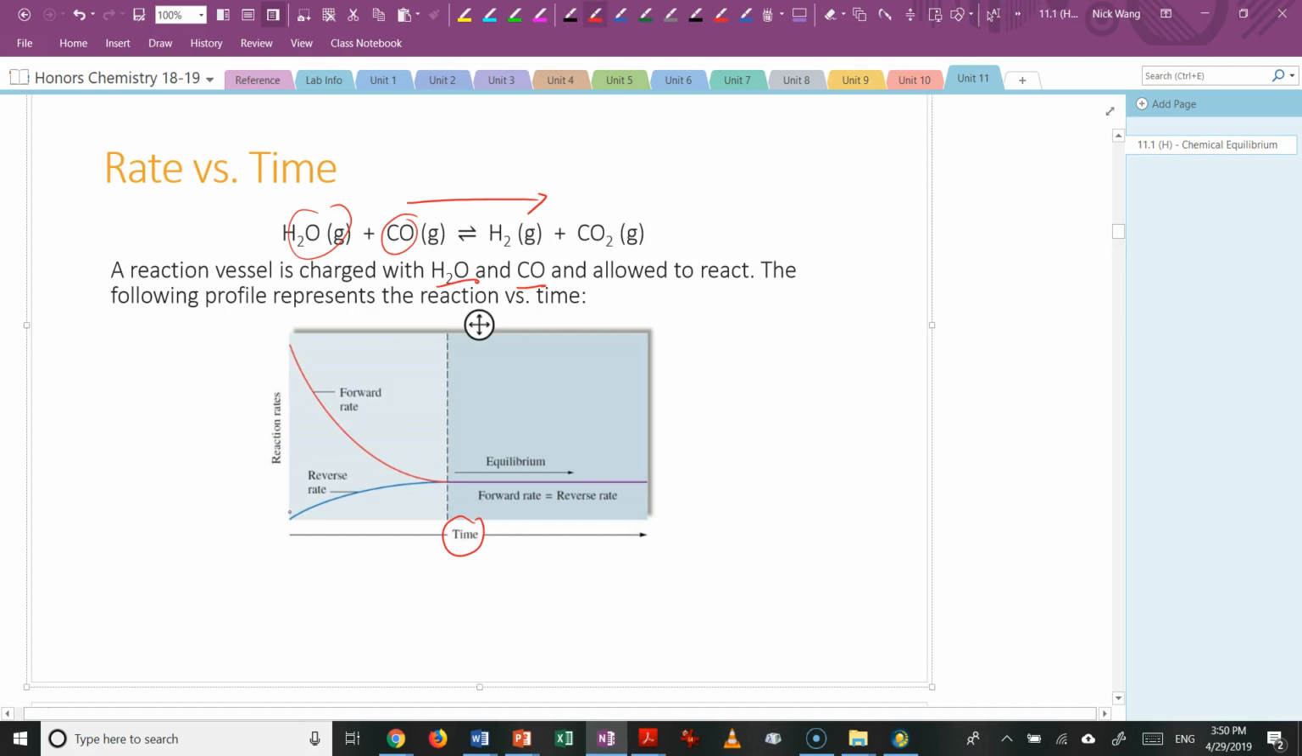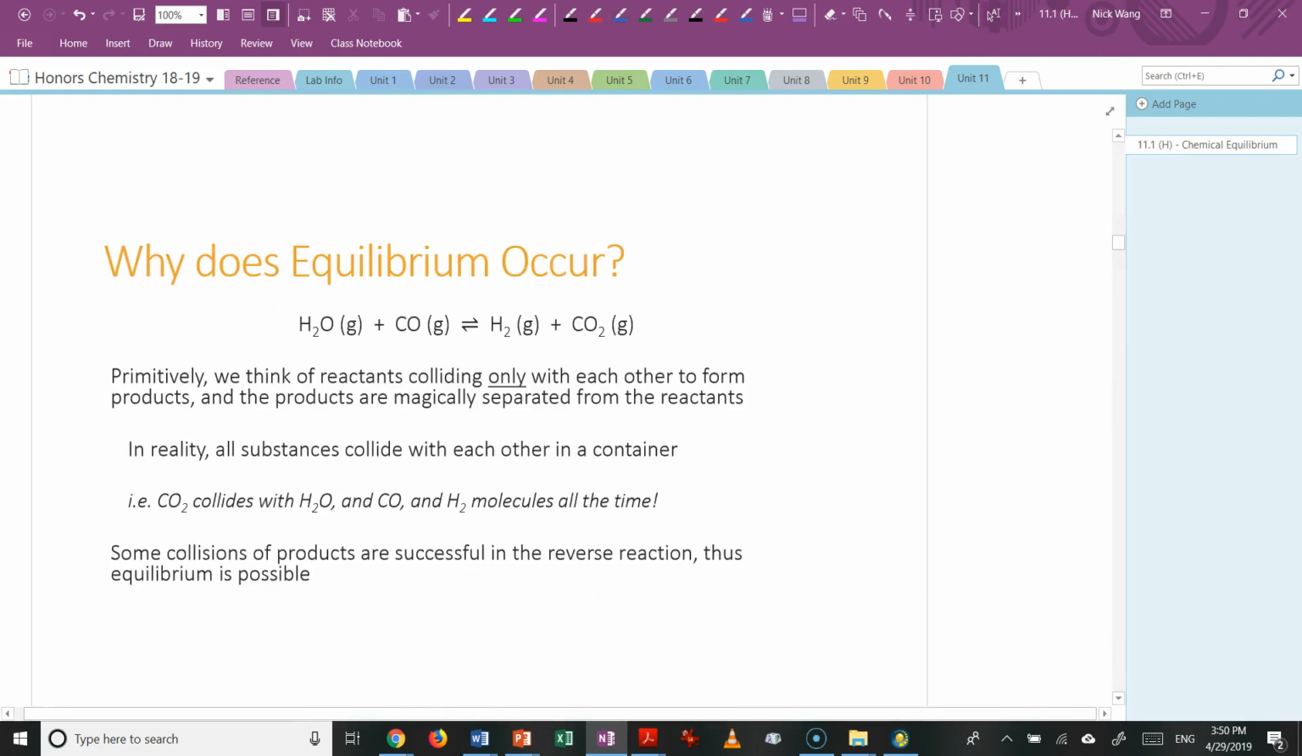On the other hand, at the very beginning, the rate going from right to left, going that way, actually starts to increase pretty quickly, at least relatively speaking, and then it once again starts to flatten out. But eventually, at this specific moment in time, these two reaction rates are going to be equal. If they weren't equal, you wouldn't have equilibrium. The only way that we can have equilibrium is if the forward and reverse reactions are at the same rate.